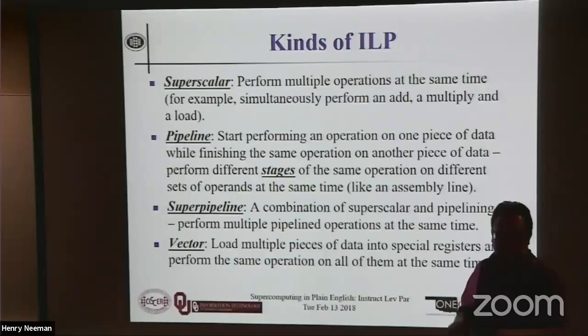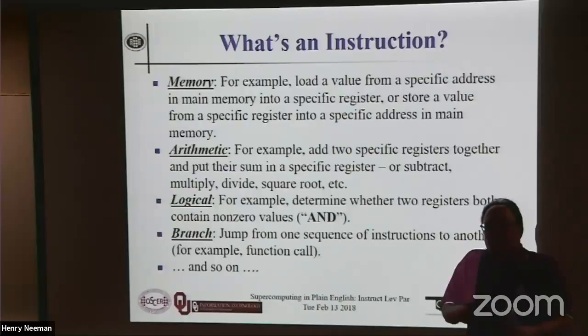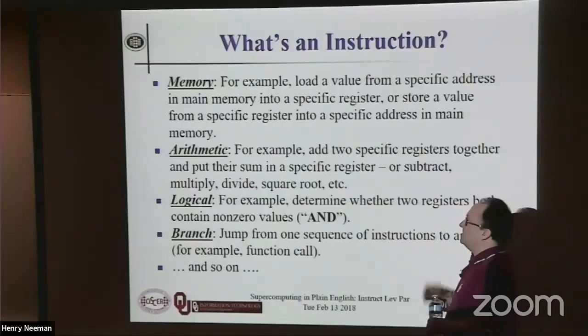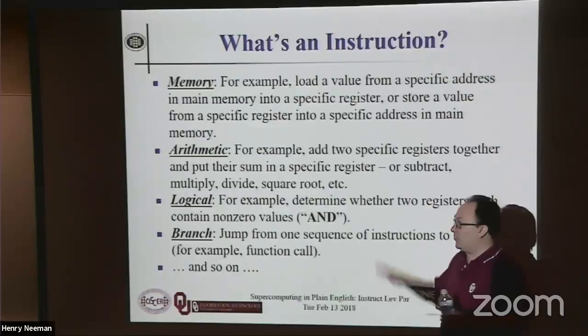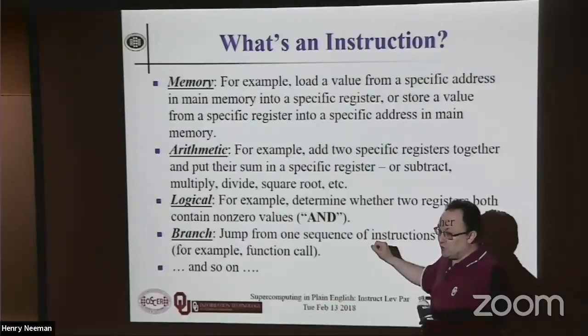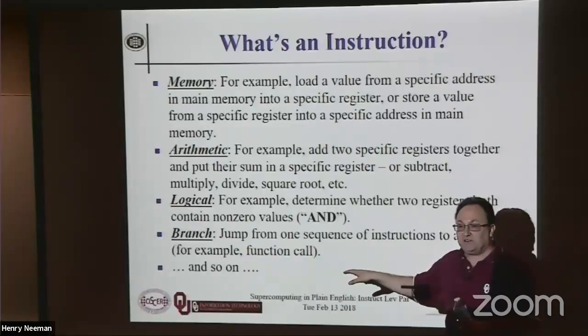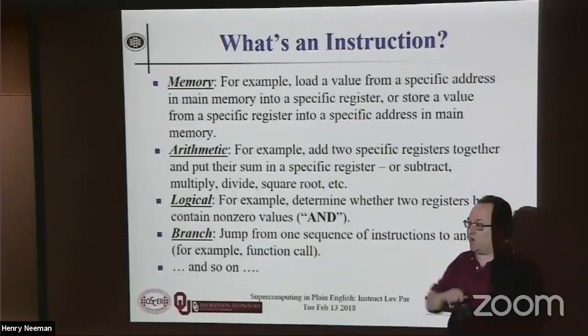Okay. All right, so in order to talk about this, we have to talk about what we mean by an instruction. This is by no means an exhaustive list, but the most common kinds of instructions are memory instructions, so loading data from RAM, storing data into RAM. Arithmetic instructions, like adding, subtracting, multiplying, and we're going to talk a little bit about how different instructions take different amounts of time to do, which becomes very important. Logical instructions like AND, OR, and NOT. Okay? And then branching, which means going from here to there in the list of the instructions.